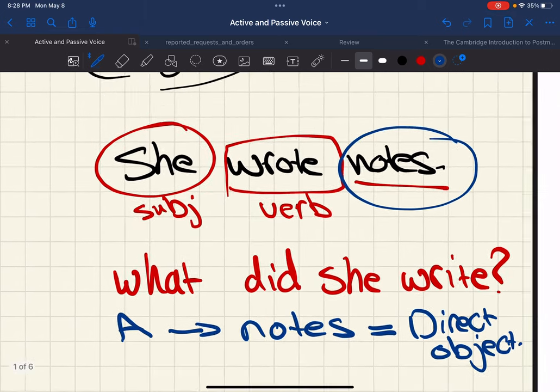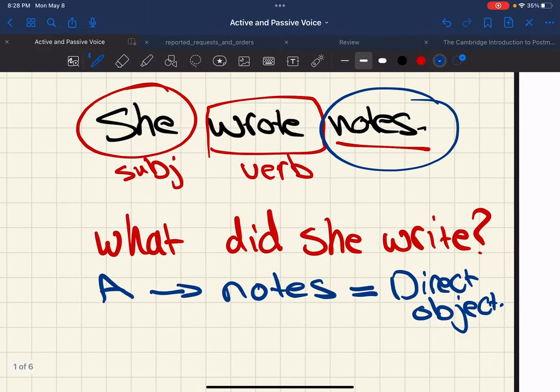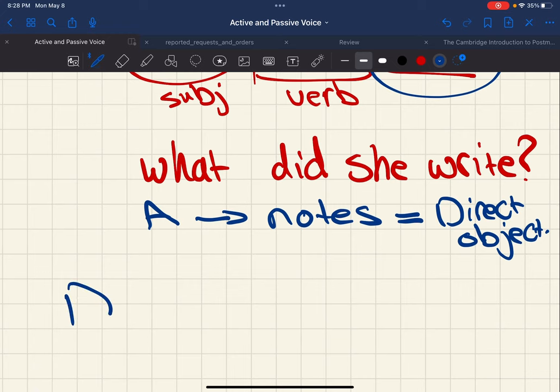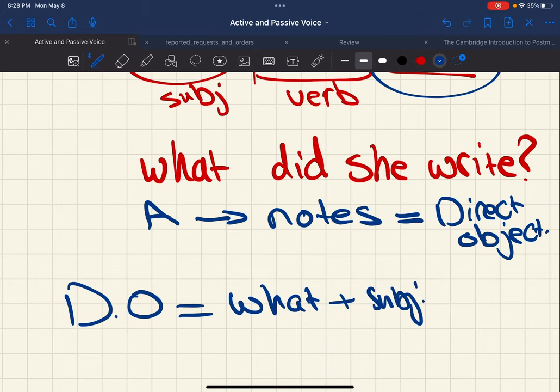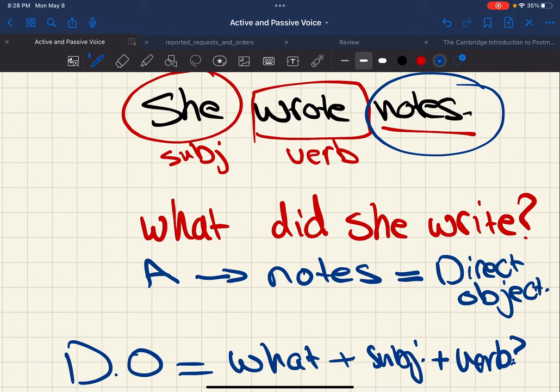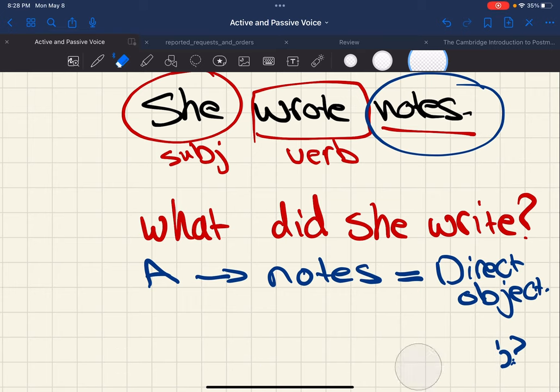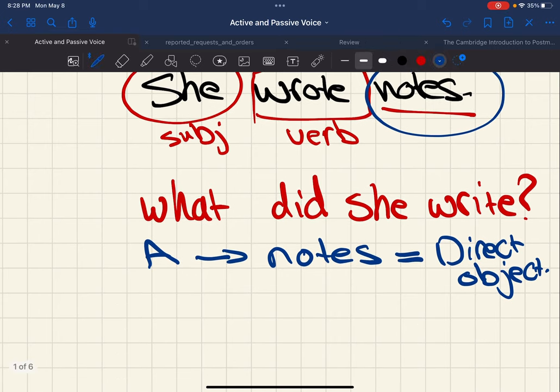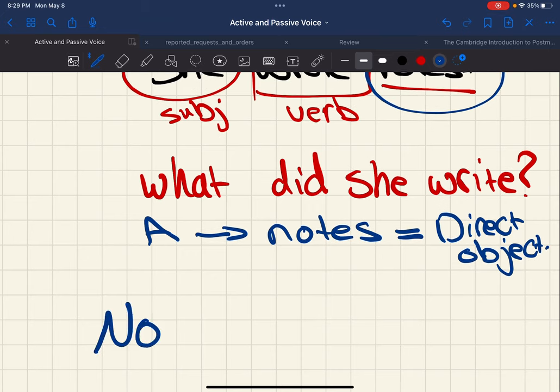Now, just for you not to forget this, you can create equations just like this. You can just say direct object equals what, creating a question, what plus subject plus verb. So, once we found the direct object, we use the direct object. What do we do? We bring the object to the front, to the position of the subject. We have what? Notes.